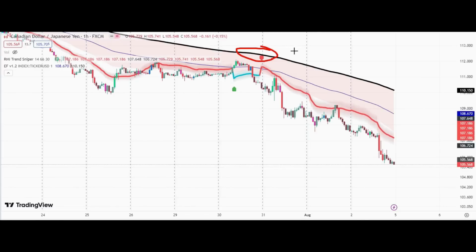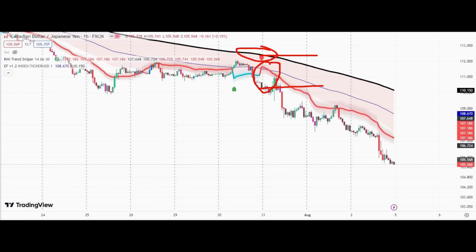Now that you have the EMA giving you a sell signal, the next thing you look out for is to see that you get a sell signal from this indicator, which is the RMI trend sniper. Once you have your sell signal from here, you open your sell trade, and as usual you place your stop here, and your target should be 1 to 3.